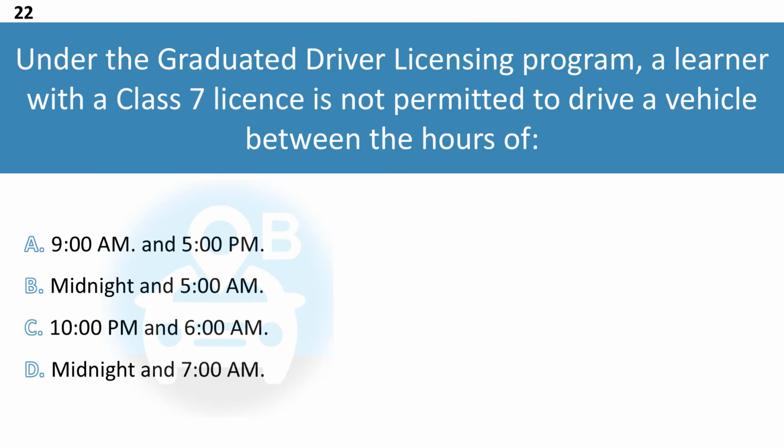Under the graduated driver licensing program, a learner with a Class 7 license is not permitted to drive a vehicle between the hours of A. 9 a.m. and 5 p.m. B. Midnight and 5 a.m. C. 10 p.m. and 6 a.m. D. Midnight and 7 a.m.